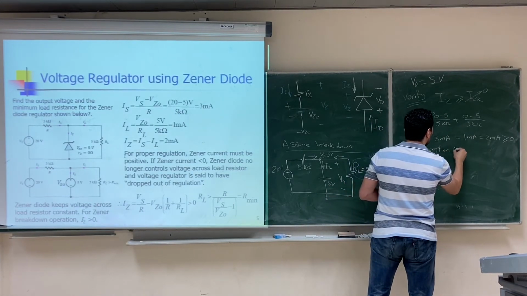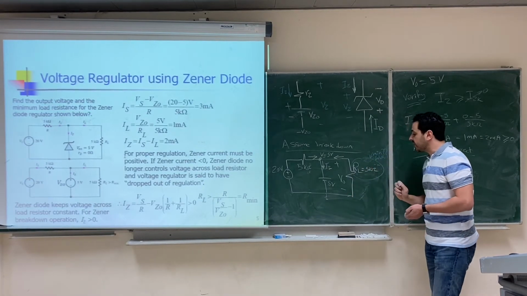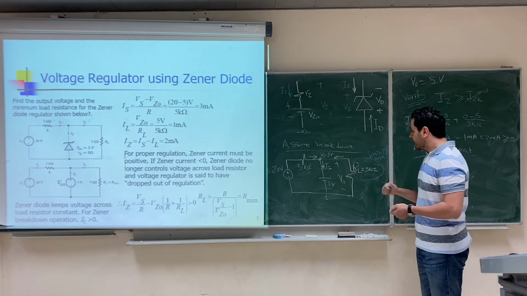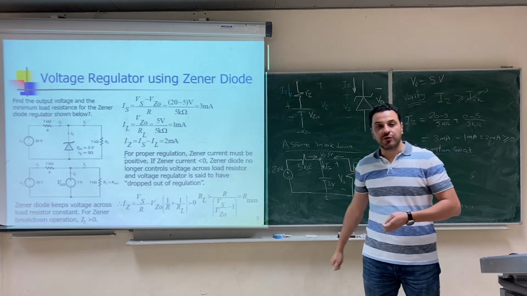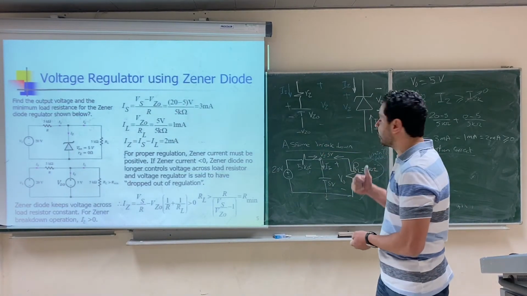Now, you write assumption correct. Now, it asks you about the minimum value. The minimum value is related to this point. Why there is a minimum value for the load? You have to ask yourself this question first. Why there is a minimum value for the load?